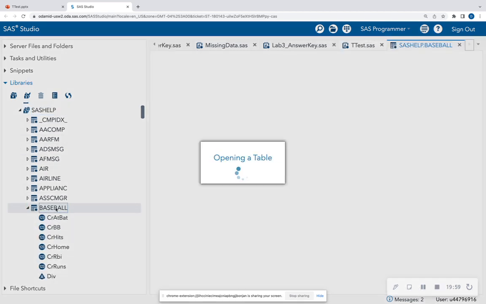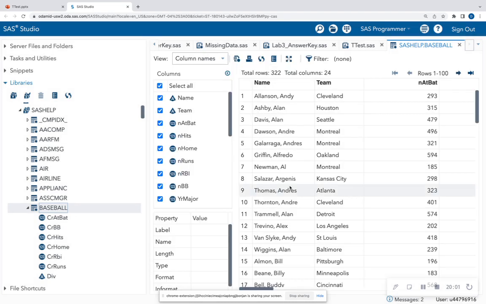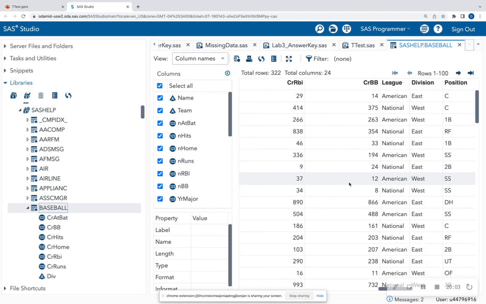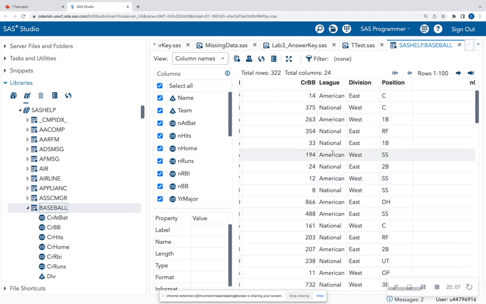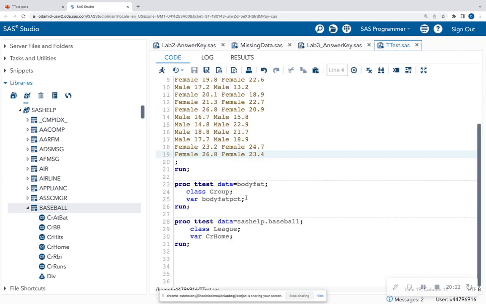So if I double click on the baseball set, I see that there's a lot of information in here, but I do know that the league here, there's only two groups. Keep in mind, T-tests are for two groups. Okay. So I want to compare the home runs by the American and National League to see if they're different from one another. Okay. The mean amount.